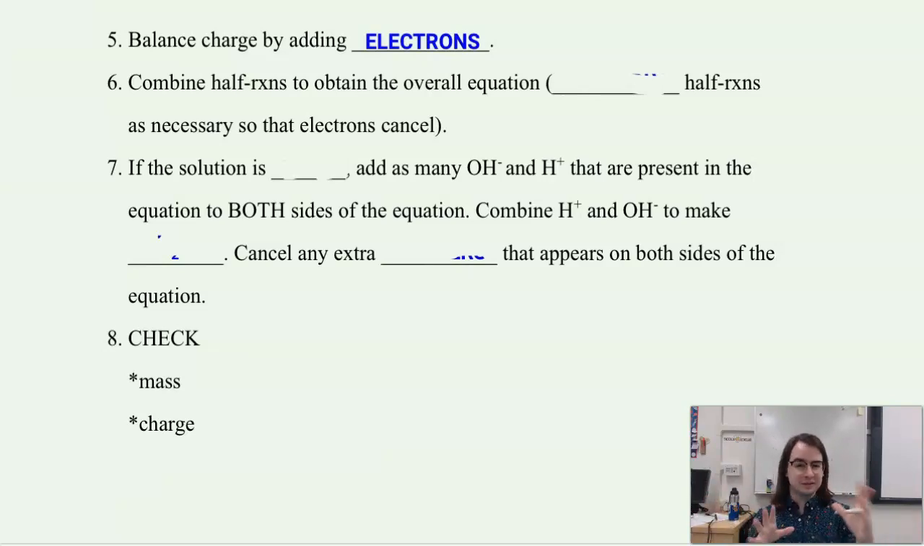There's probably already going to be some charge in there. So we add electrons in order to make the charges equal. Now remember, we don't want the charges to be 0. We just want the charge to be equal. And the electrons serve as a way to do that. Okay. Then we combine the half reactions after multiplying them in order to cancel the electrons out.